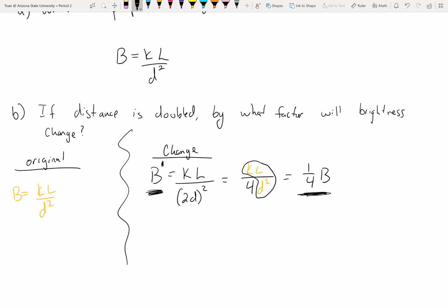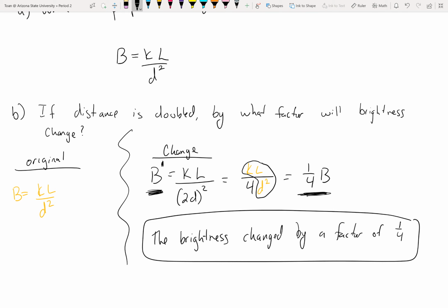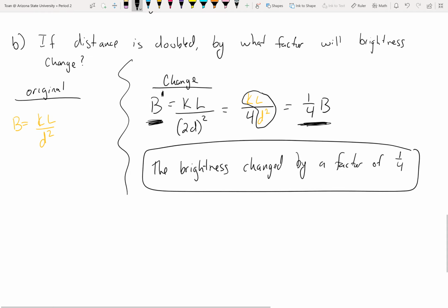By what factor will the brightness change? The brightness changed by a factor of 1/4, right? So to answer these types of questions, you have a proportion equation. Now go ahead and change parts of it by doubling here, tripling here, taking 1/2 of it here. All you got to do is just do that substitution, get your final result, and compare it with the original statement. Guys okay with that?